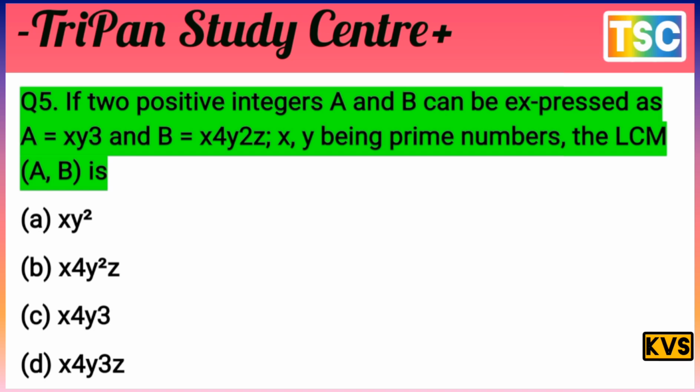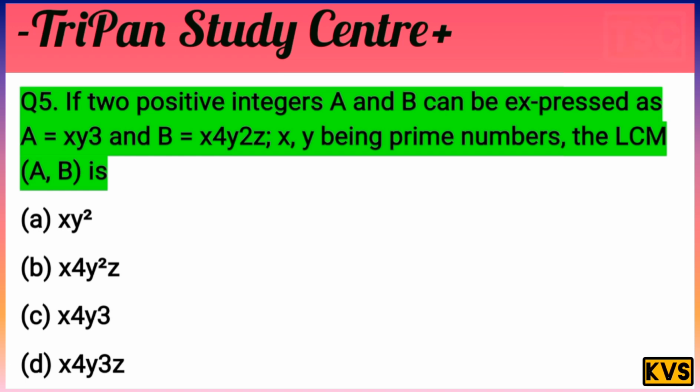The next question is important. If the two positive integers A and B can be expressed as A = x y^3 and B = x^4 y^2 z, where x and y are prime numbers, then the LCM of A and B is. The options are A) y^2, B) x^4 y^2 z, C) x^4 y^3, and D) x^4 y^3 z.